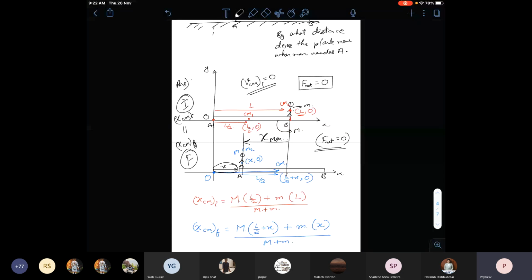How? Once you have the value of xp, this total length is L. From the upper diagram you can see that the total length is L, and he moved the distance x man like this. So x man can be written as L minus xp. Simple. Once you have the value of xp, just subtract it from the total length of the plank.